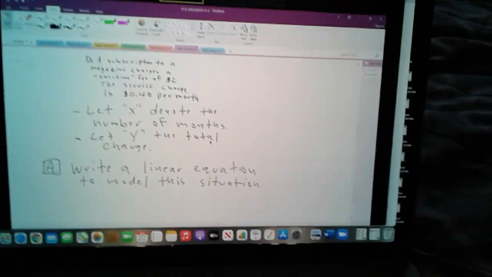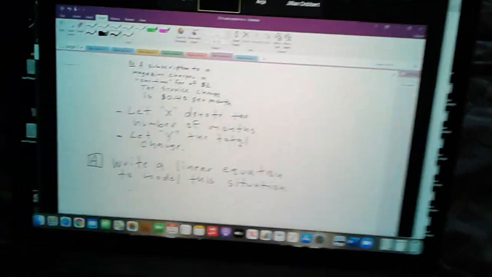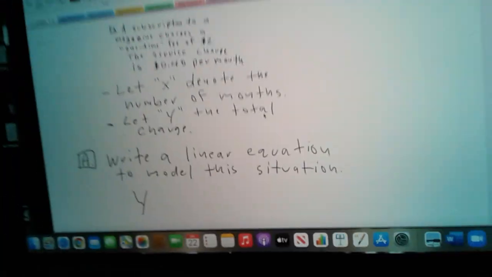So again, Y is going to be how much money you're paying, right? So again, the longer you keep the service, the more months you keep it for, the more money you're going to end up paying these people. Okay, so you pay 40 cents per month, right?